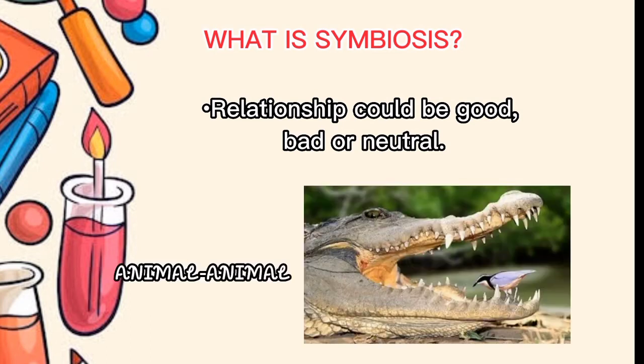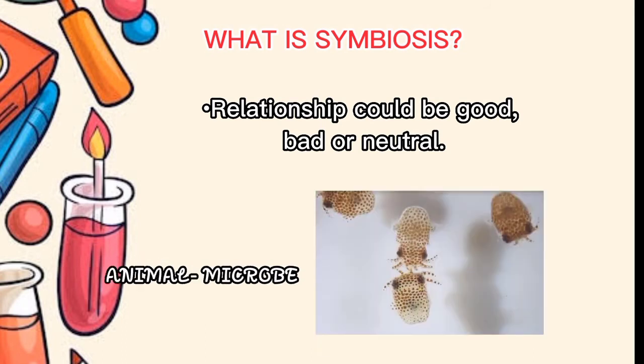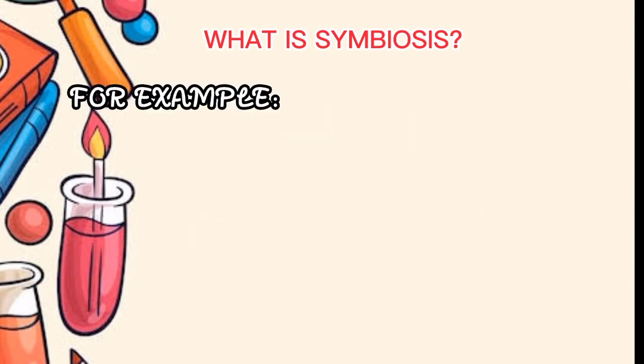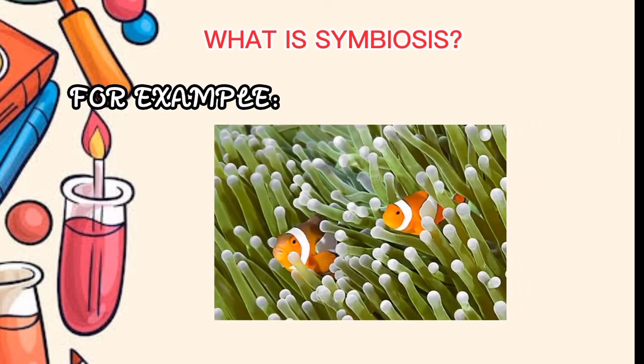Animal to animal, plant to microbe, and animal to microbe symbiotic relationships exist and are well documented. For example, a clownfish hides from predators among the tentacles of sea anemones. In return, they feed the anemone with their own droppings. The anemone and the clownfish enjoy their symbiotic relationship in biology.